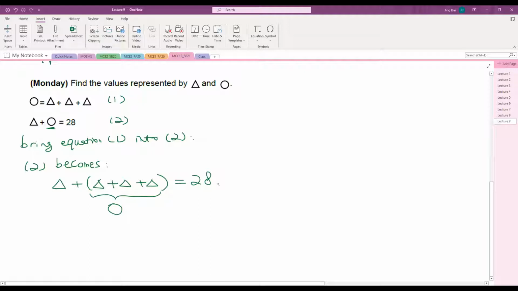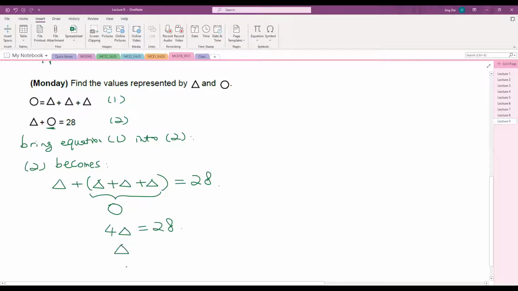Okay, so how many triangles do we have here, Shuhan? Oh, in total for this one? 4. 4? Very good. So we have 4 triangles equals 28. Where do we go from here? 4 times what equals 28? So, Shuhan, 4 times something equals 28.